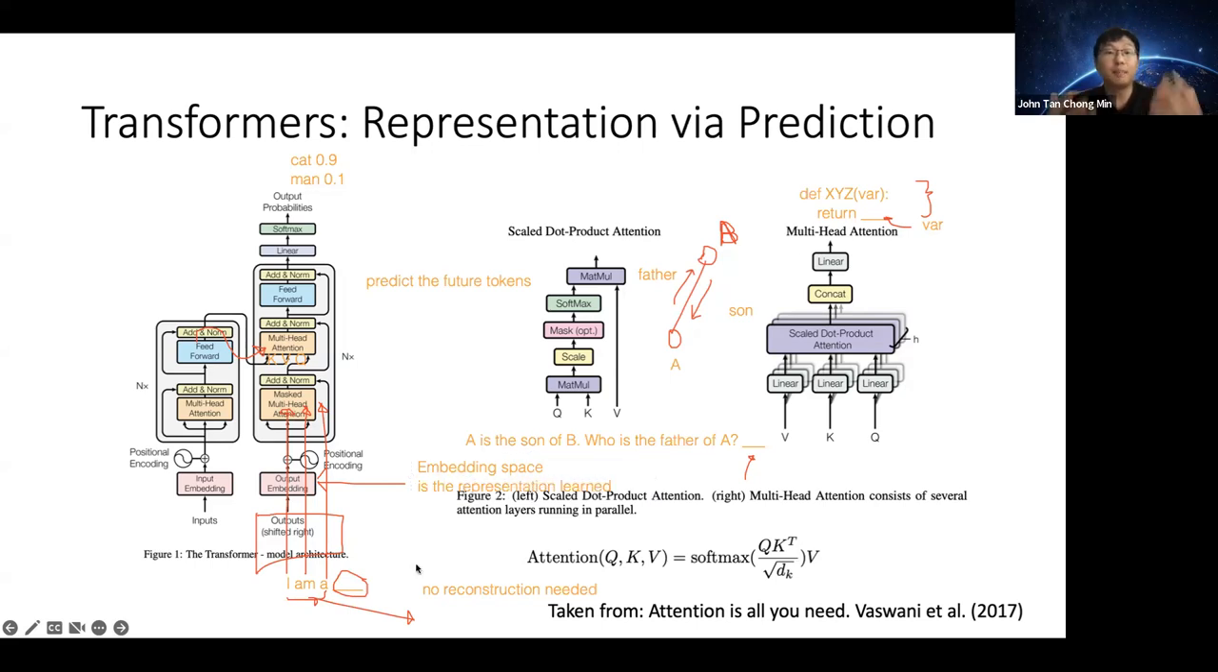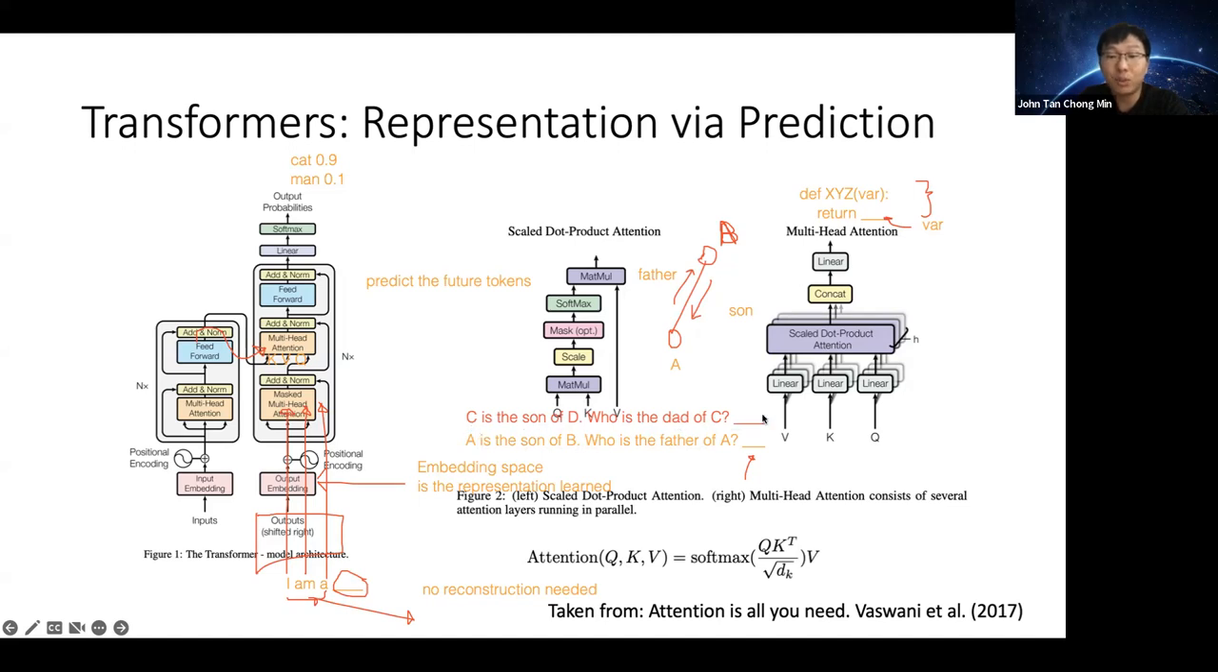So if we learn this embedding space, you can then flip the context. Next time if you see a sentence like this, A is the son of B, now let's flip it. We do C is the son of B. Who is the dad of C? If we do something like that, you change father with dad, but the representation of dad and father is the same, because if you look at the corpus, dad and father appear interchangeably. So you will learn that these are the same.